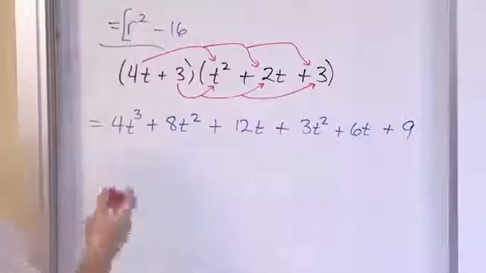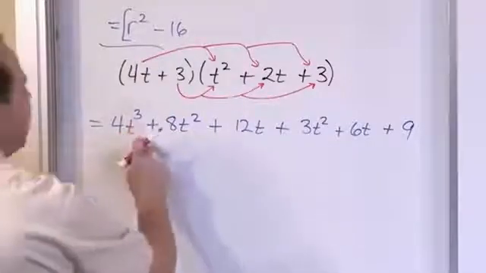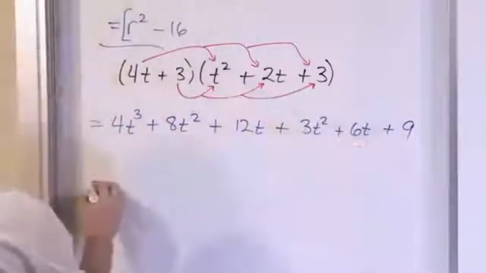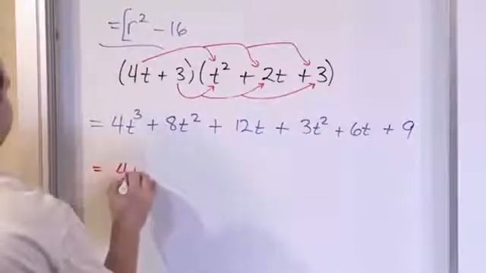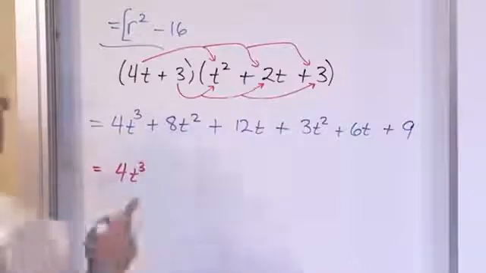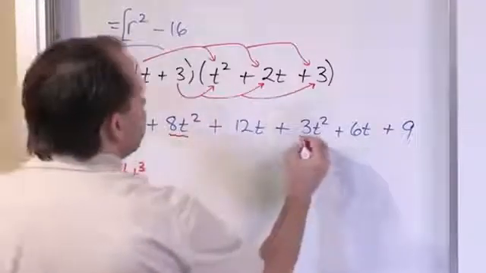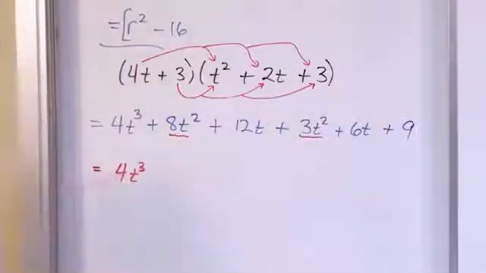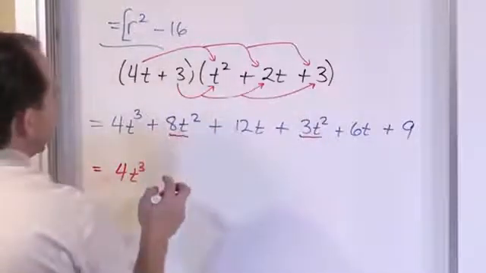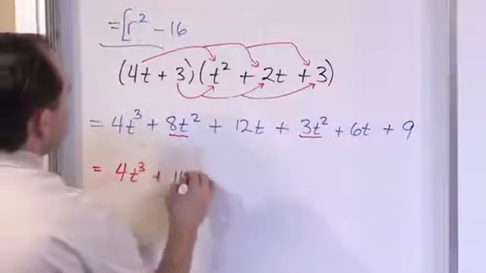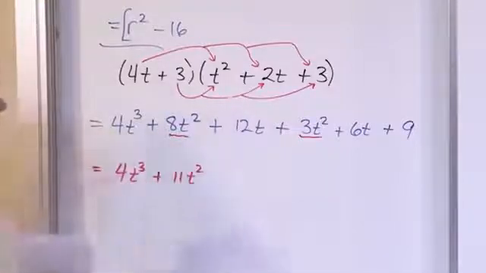So now I look for like terms. Well, I don't have any other t cubes anywhere here. So it's going to be 4t cubed. That just stays along for the ride. But I have a t squared here and a t squared here, right? So these match. These are like terms. So 8 plus 3 is 11. 11 what? 11t squared. All right?